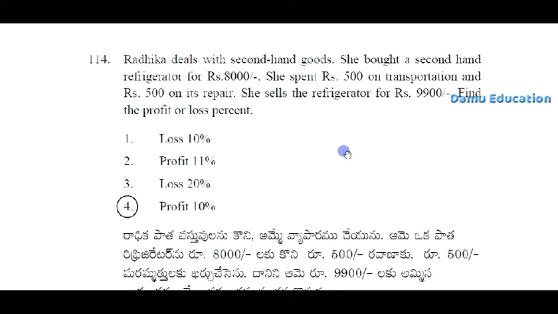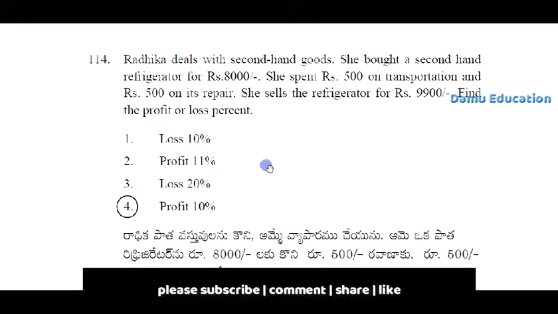Radhika deals with second-hand goods. She bought a second-hand refrigerator for 8,000 rupees. She spent 500 rupees on transportation and 500 rupees on its repair. She sells the refrigerator for 9,900 rupees. Find the profit or loss. We have to use the formulas of profit and loss. Then we'll get the profit percentage. So what is the profit percentage? Profit by cost price into 100. What is profit? Selling price minus cost price.